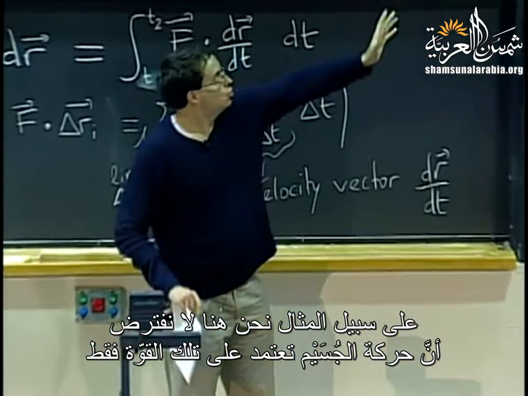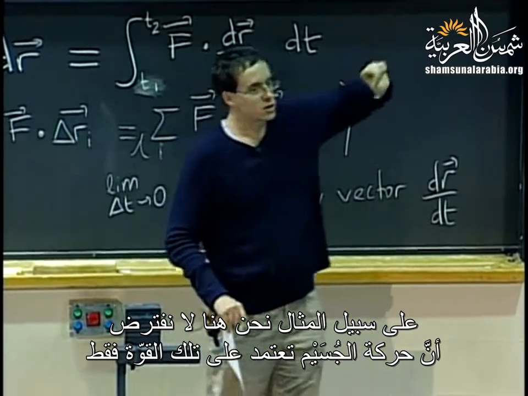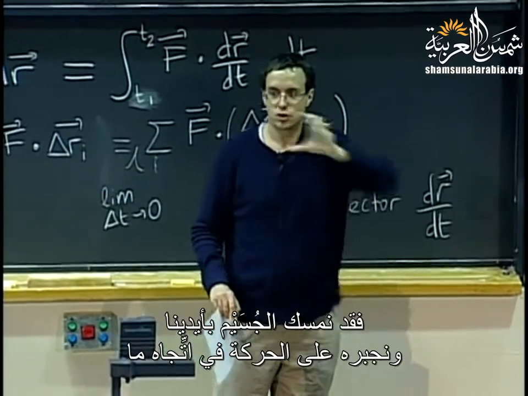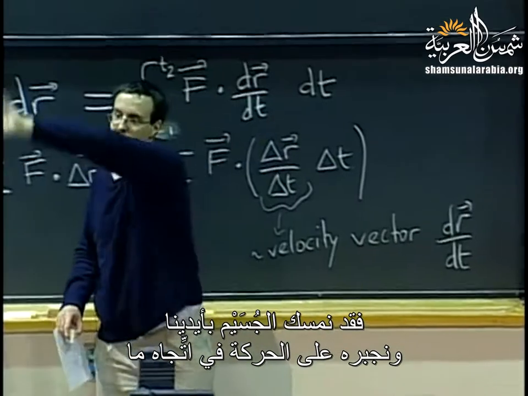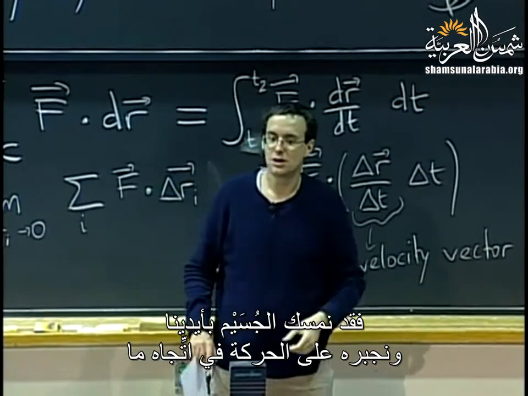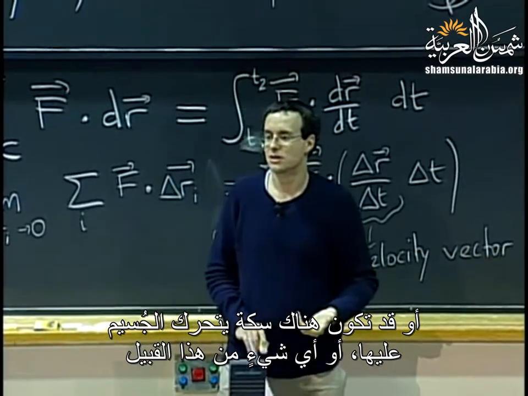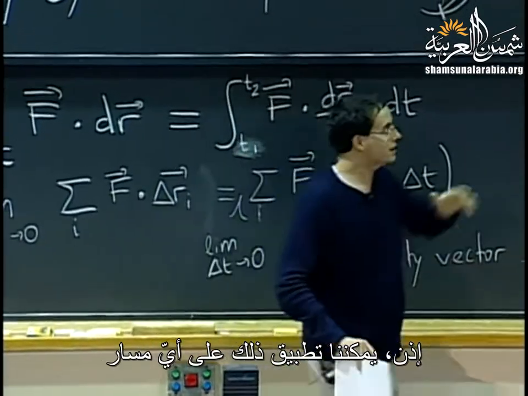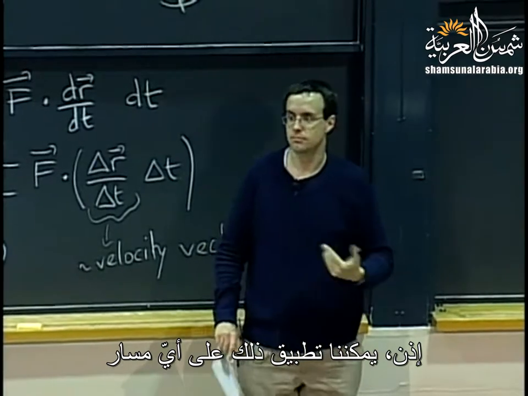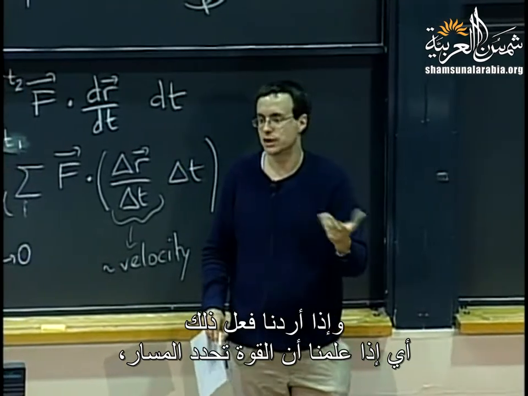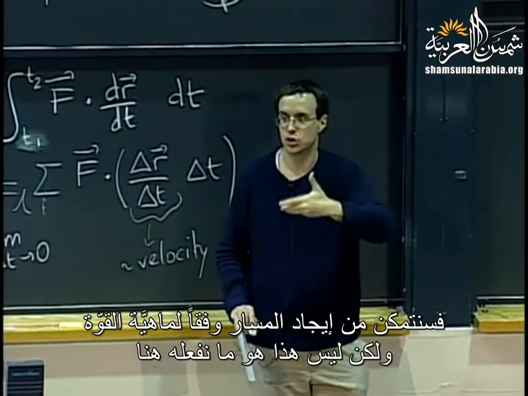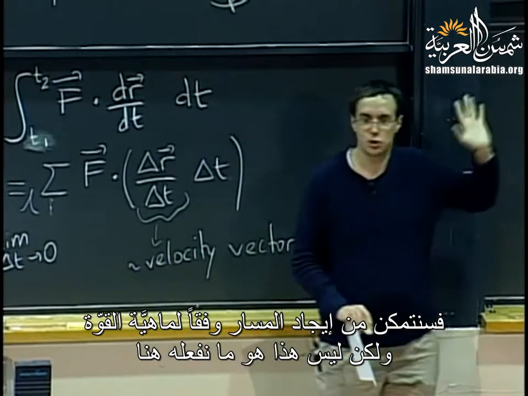But here I'm not assuming, for example, that the particle is moving just based on that force. Maybe I'm here to hold it in my hand and force it to go where it's going. Or maybe there's some rail that's taking it on that trajectory. So I can really do it along any trajectory. And if I knew that it's the case, then I could try to find the trajectory based on what the force is. But that's not what we are doing here.